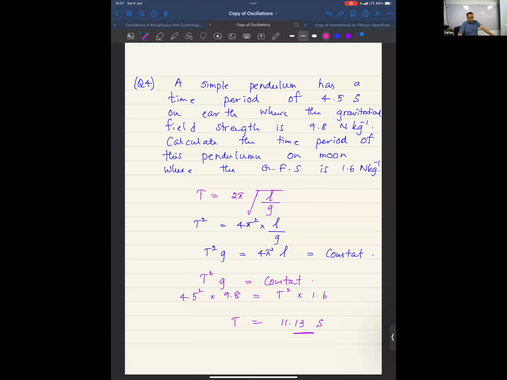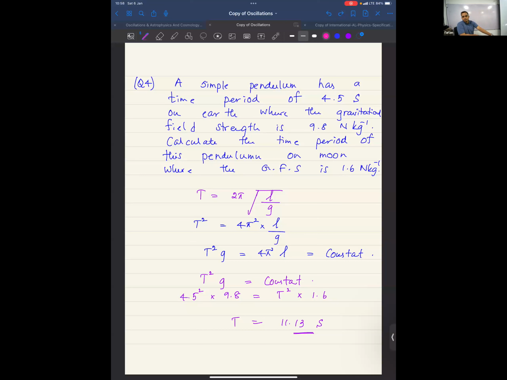Okay? So on Earth, the time period is 4.5. So 4.5 squared into 9.8 is equal to T squared into g on Moon, which is T squared into 1.6. From there, you get T subjected, which is 11.13. This is one way of doing it. They have done some other way and got 11.13. That's fine.